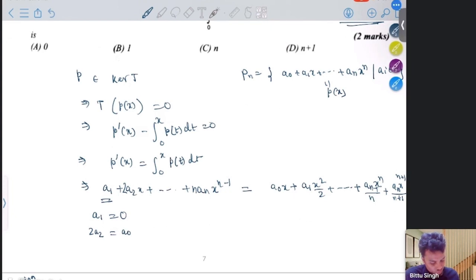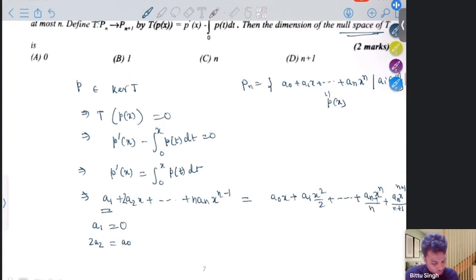Similarly, if we do all those things, then we'll get in this way a3 will be a1 by 2. It will continue: 4a4 will be a2 by 3. In this way it will continue. Now we can note that the odd terms will be 0, right? Because a1 is 0, so this term is 0.